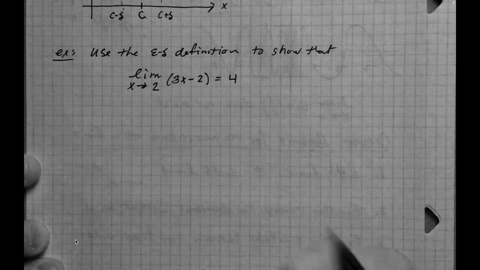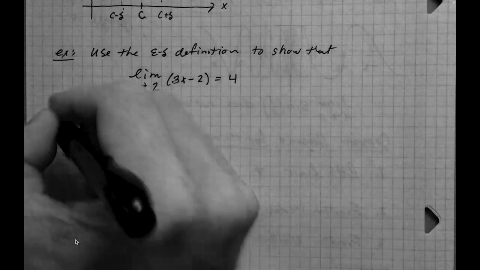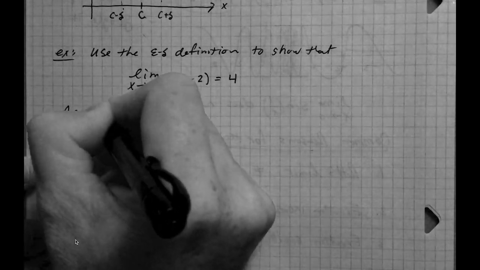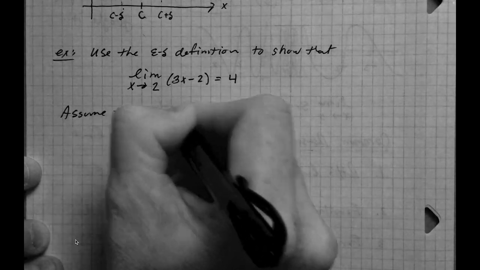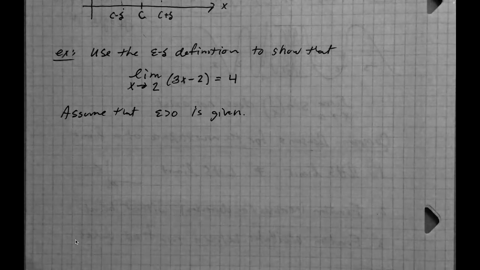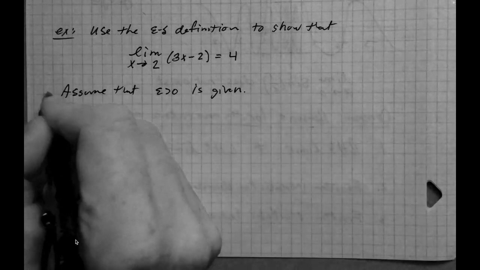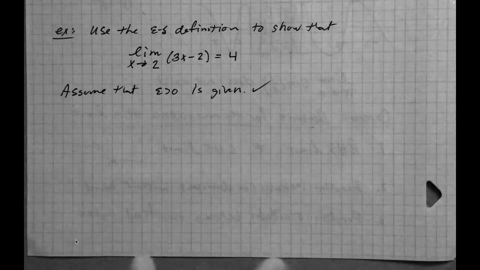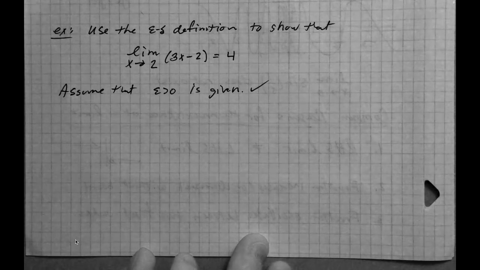So what we want to start with, you always want to assume that epsilon greater than 0 is given. And all that means is that somebody gave me an arbitrary epsilon and I have to work with it, right? The fact that it's arbitrary means it can be as small as you like, which means you can think of it as infinitely small. So that's always the first piece. You always have to start from that assumption. That's the assumption that the argument is based upon.